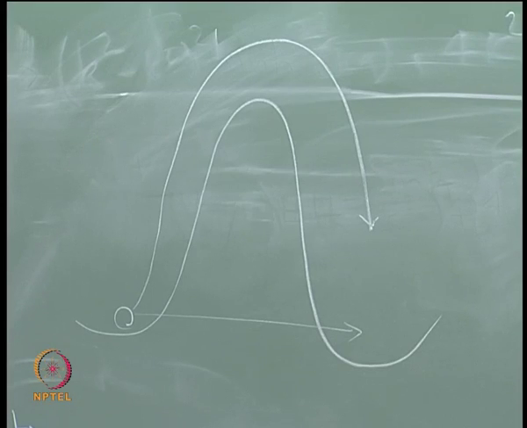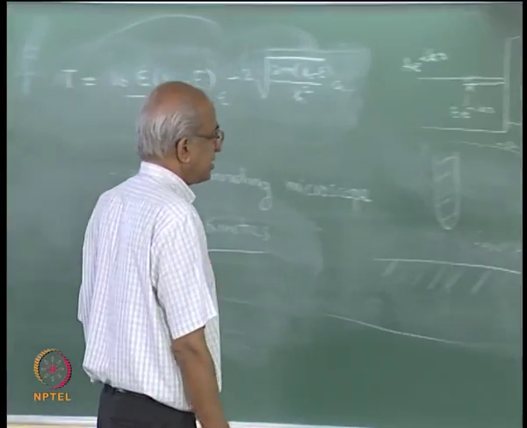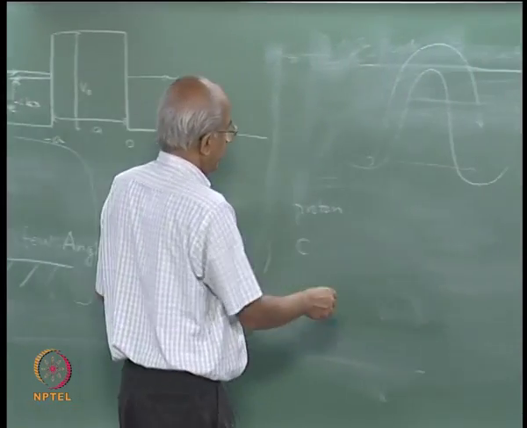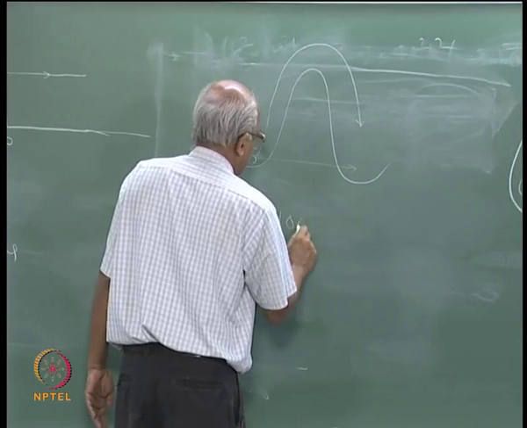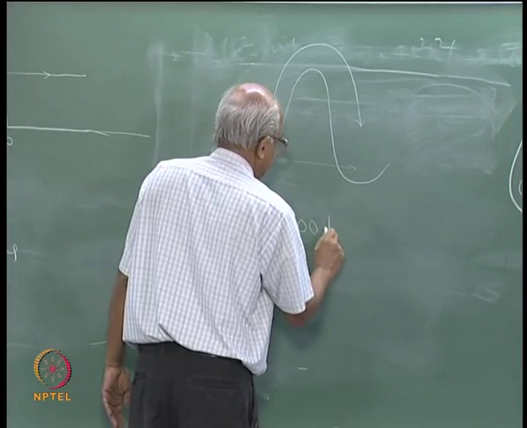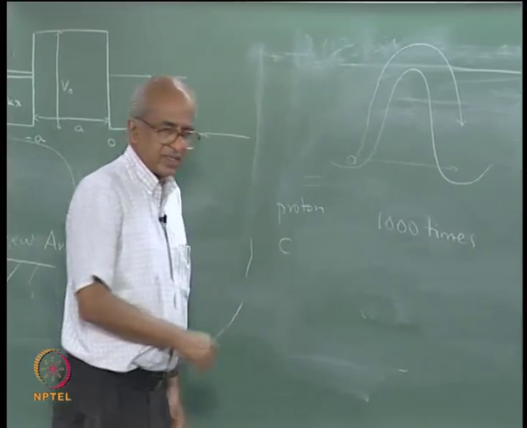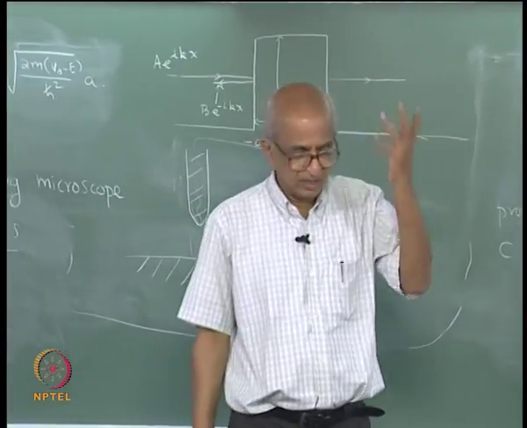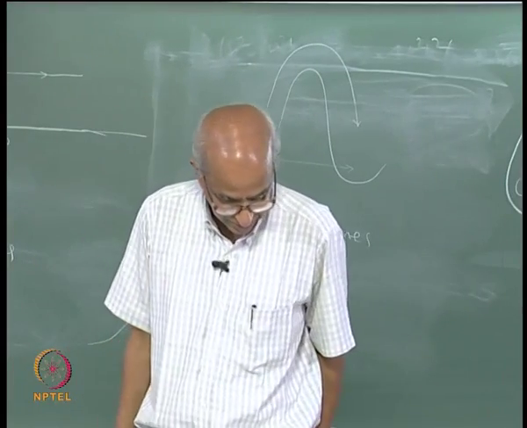And it has been suggested that it occurs in enzyme kinetics, and it has been suggested that tunneling actually speeds up the process, speeds up the reaction up to perhaps about 1000 times. So, that is another very interesting application, or another very interesting system where tunneling occurs.